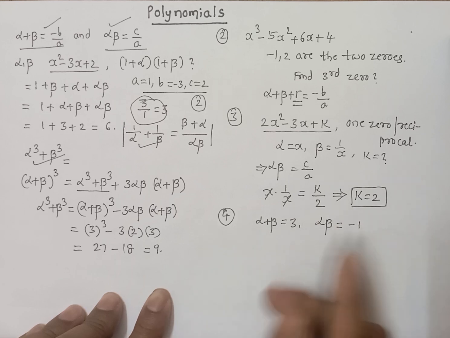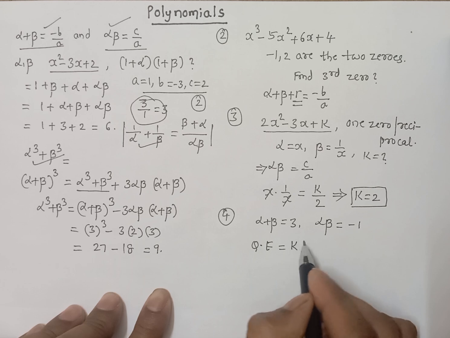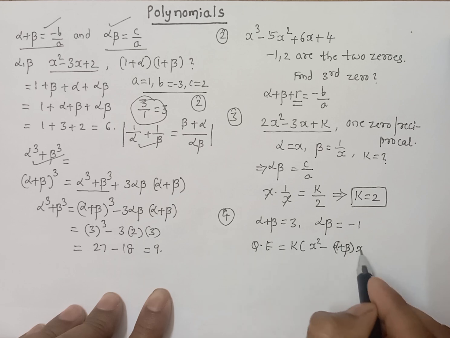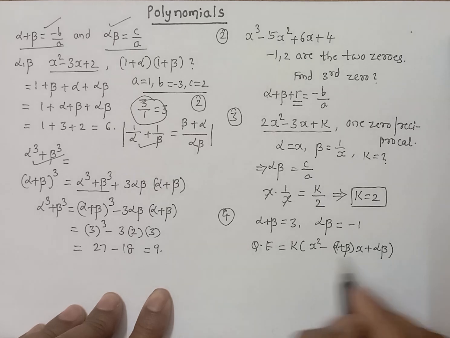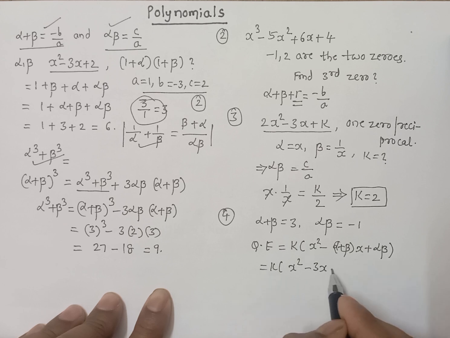So to find the quadratic equation, the polynomial is given by k into x square minus alpha plus beta into x plus alpha into beta. So we can substitute the values here. K into x square minus 3 into x plus of minus 1. Whenever there is no denominator, we consider k as 1. So it will be nothing but the final equation x square minus 3x minus 1.